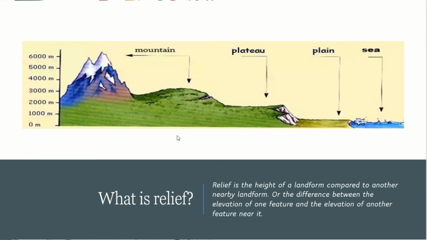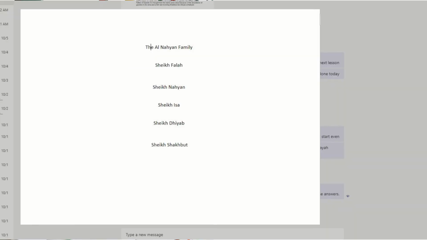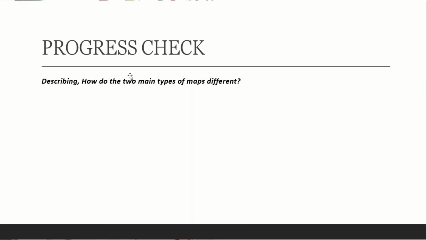So this was the relief, okay guys, and you have here the progress check. How do the two main types of the map differ? So you can go and check these two maps, and we'll be talking in the next lesson.